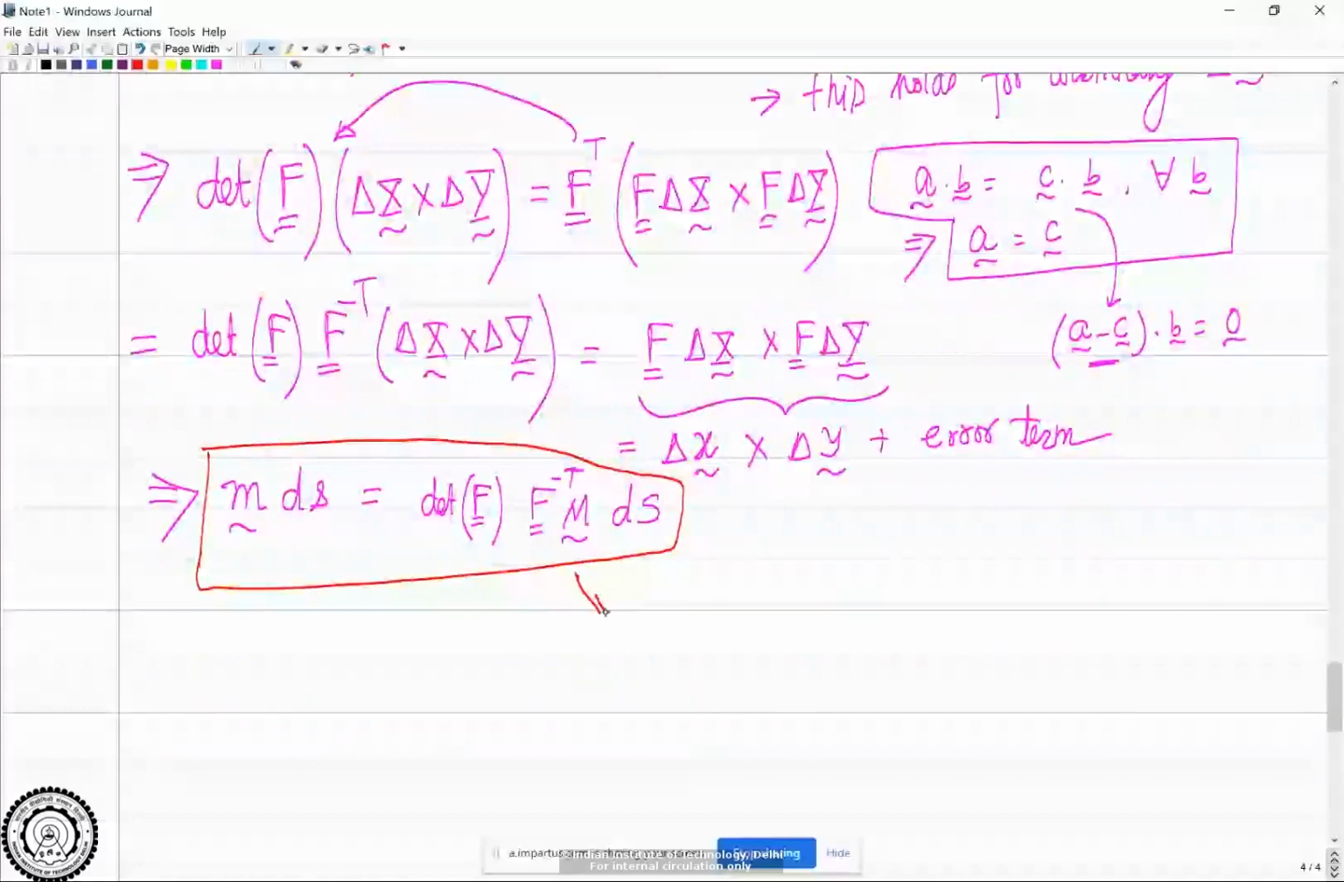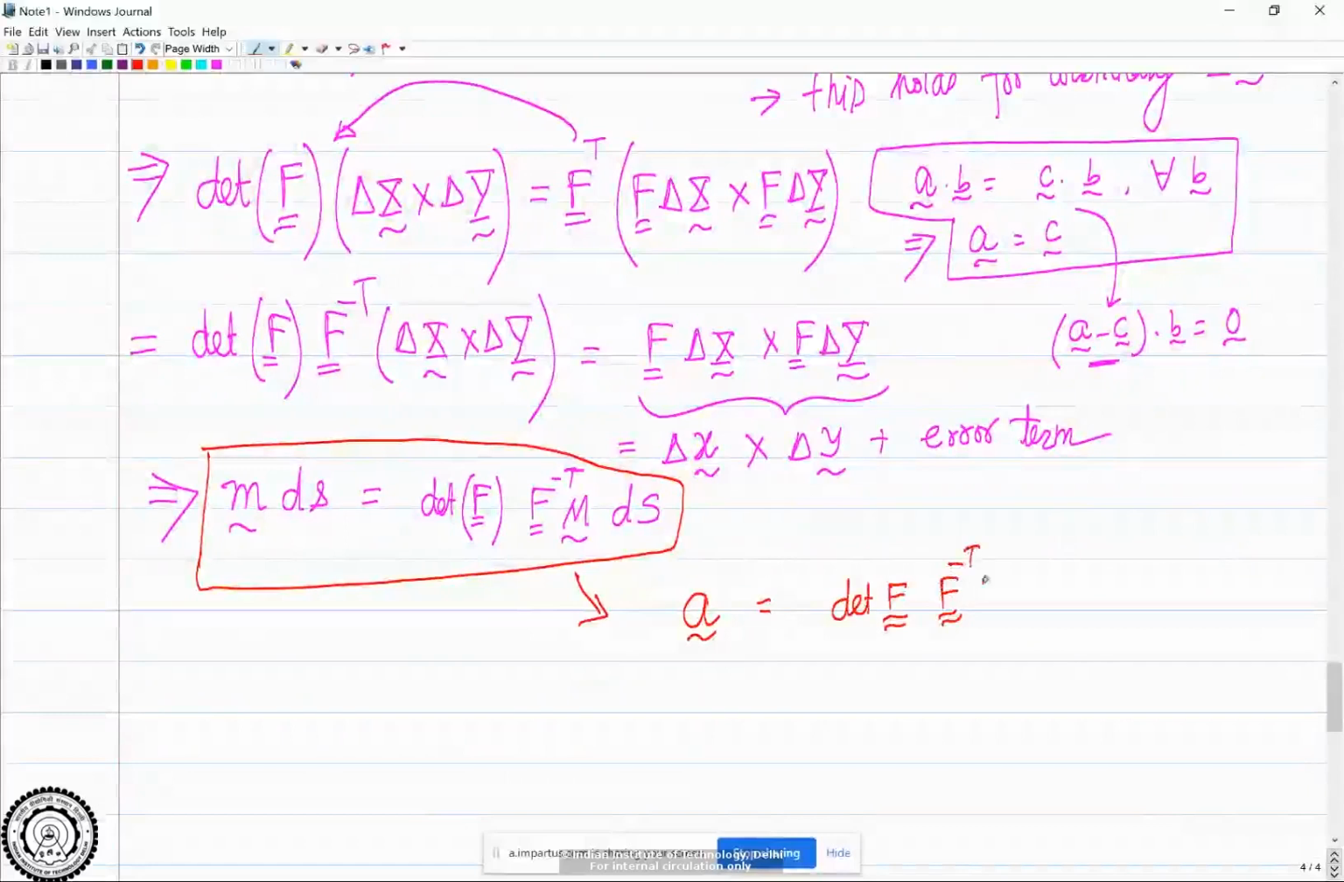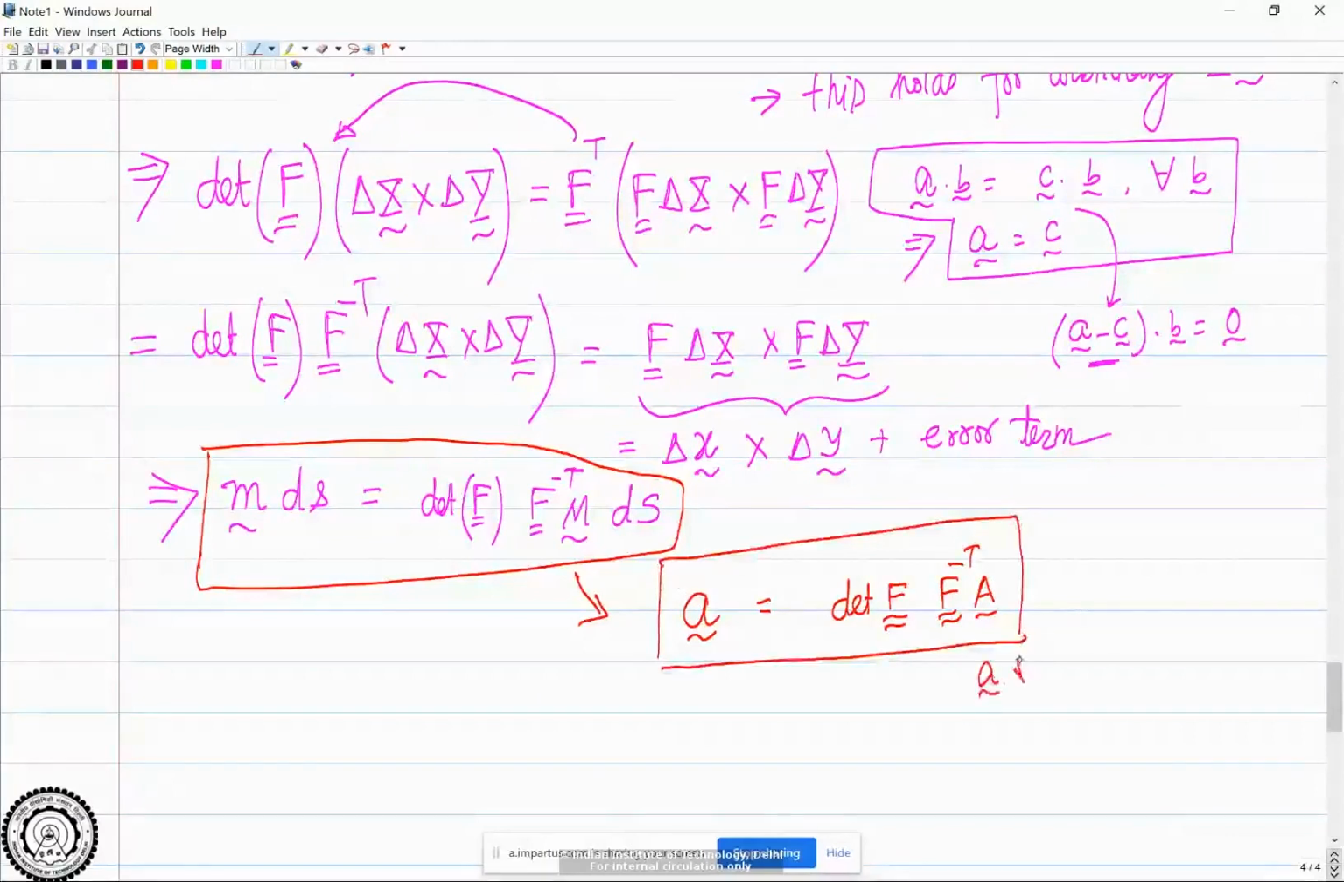Or the other way to write this is, let us say I denote the deformed area by small a, equal to det F F inverse transpose into big A. And you have to understand that the area has to be infinitesimally small. Small a and big A are infinitesimally small.